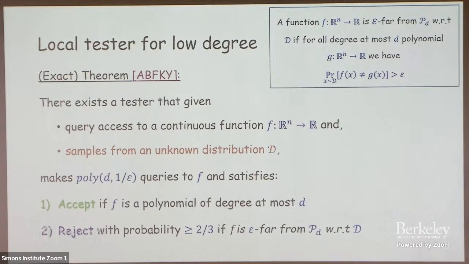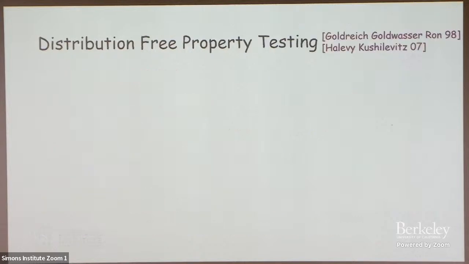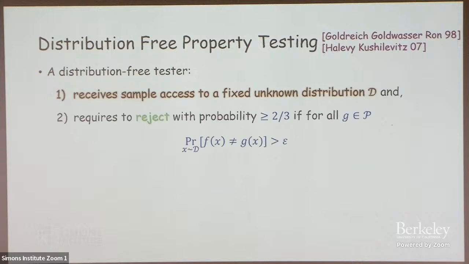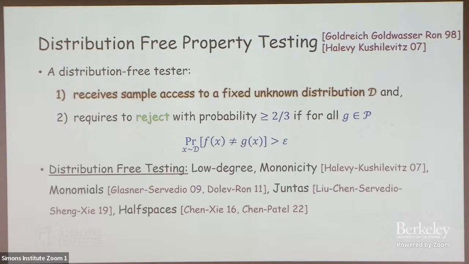And samples from an unknown distribution D is, as Dana mentioned, distribution free. So we now want to reject with respect to an unknown distribution D. We have no prior about it.